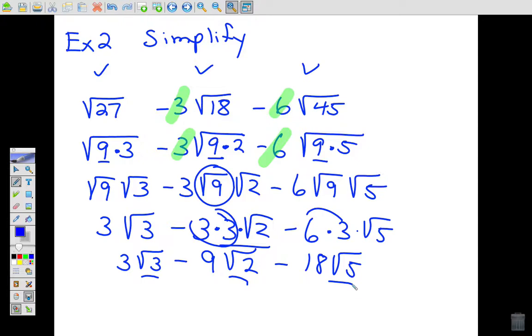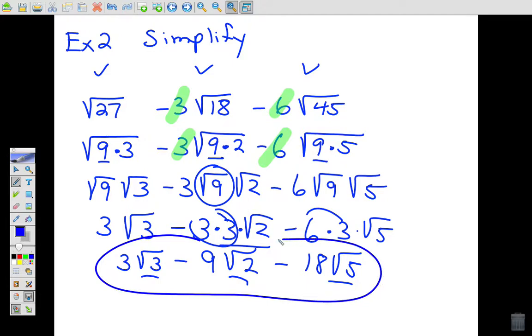I cannot add or subtract anything here. This is my final answer. And notice that it is simplified because none of these radicals have a factor that's a perfect square. So I'm done. That's all I can do with it.